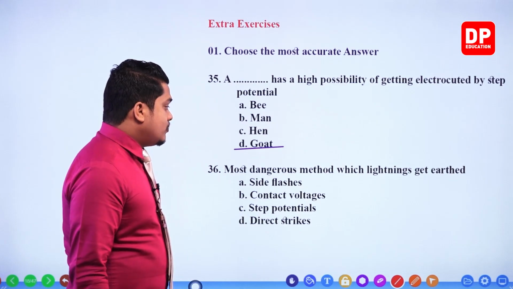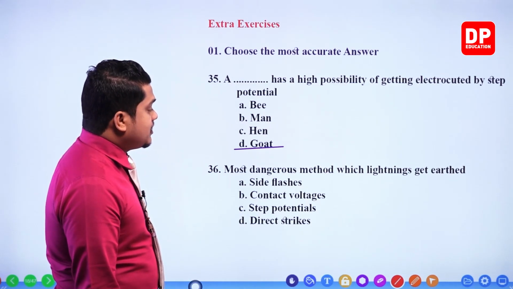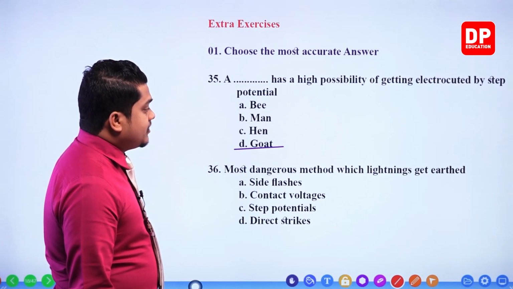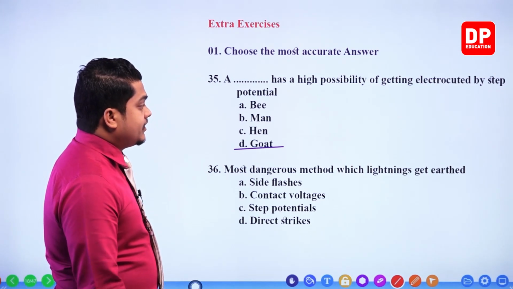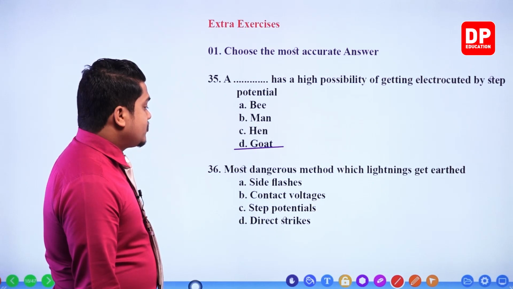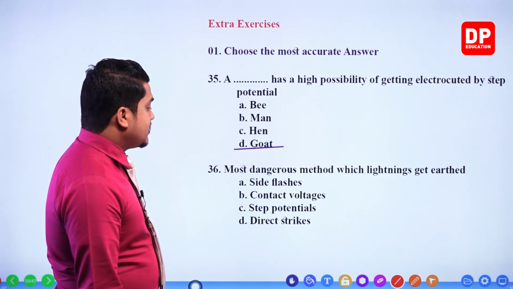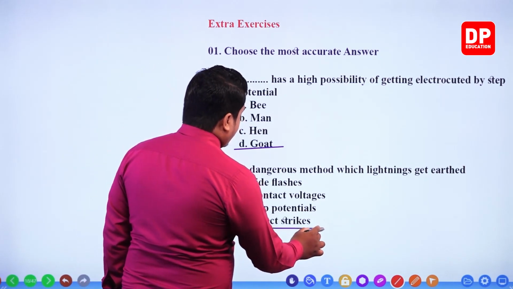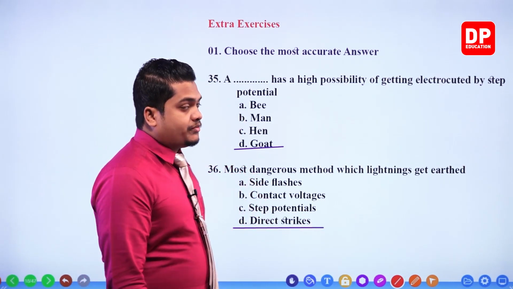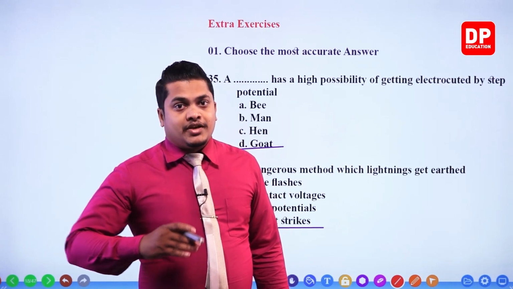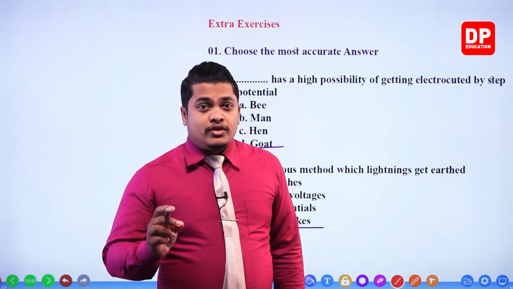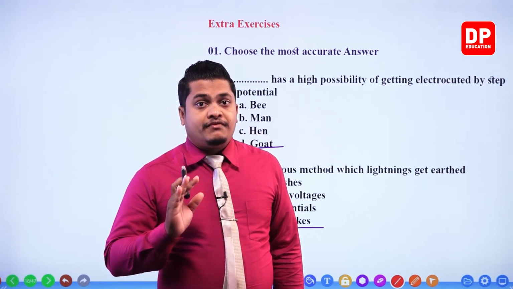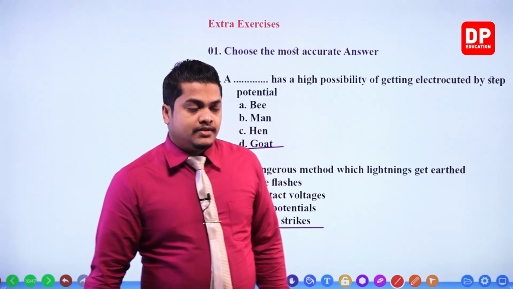Next one. Most dangerous method with which lightning is getting earthed. Side flashes, contact voltages, step potentials, direct strikes. Obvious, my dear children, direct strike should be the answer, because during a direct strike the entire voltage is passing through the particular person or object, so it is going to be very dangerous.